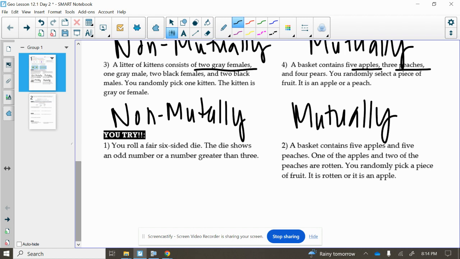There are 2 examples for you to try. The first one says your roll of a fair 6-sided die either shows an odd number or a number greater than 3. Is that mutually exclusive or non-mutually exclusive? And then for number 2, a basket contains 5 apples and 5 peaches. One of the apples and 2 of the peaches are rotten. You randomly select a piece of fruit. Is it rotten or is it an apple? Is that mutually or non-mutually exclusive?